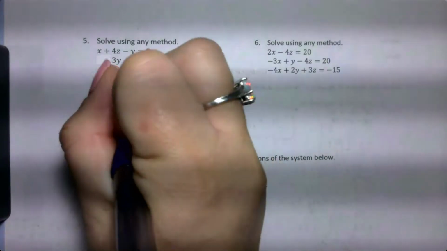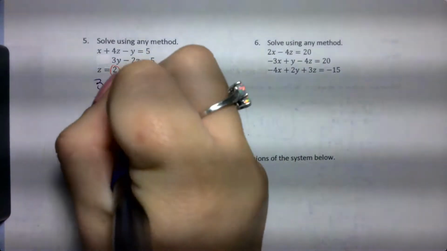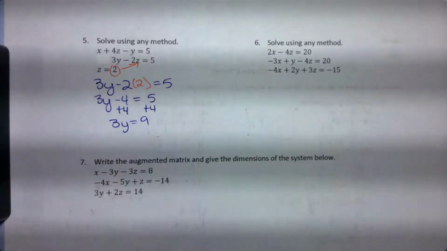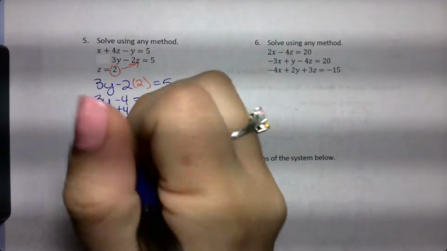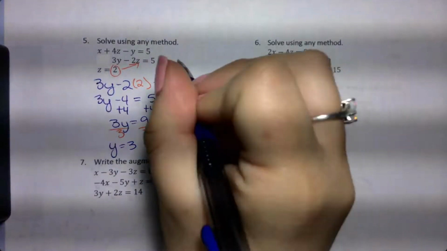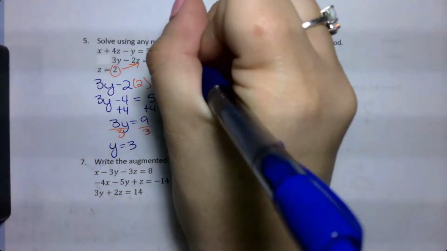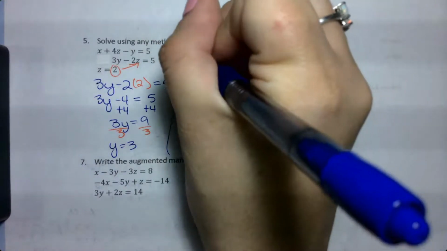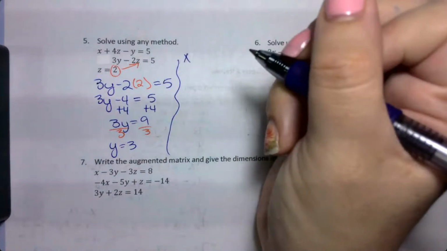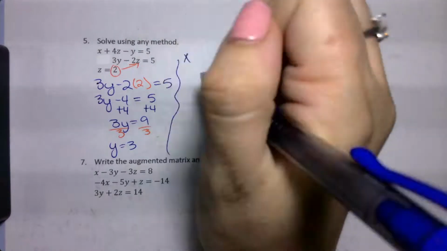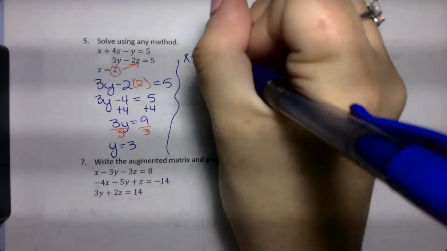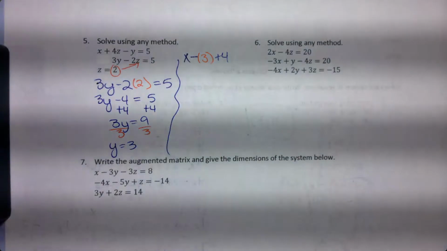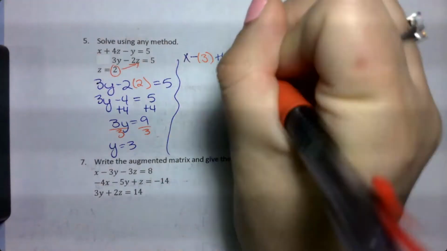I add the 4 to both sides. I get 3y equals 9. I want to divide both sides by 3. I get y equals 3. Then I can plug into my top equation. I have x, these will be written in alphabetical order on yours, minus my y value, which is 3, plus 4 times my z value, which was 2, equals 5.